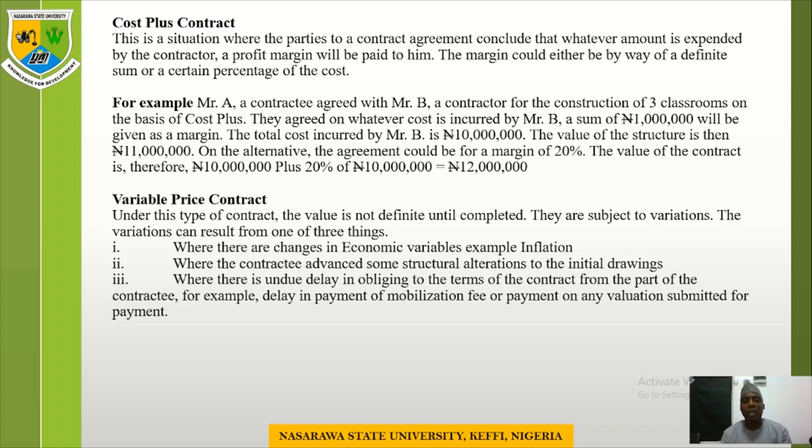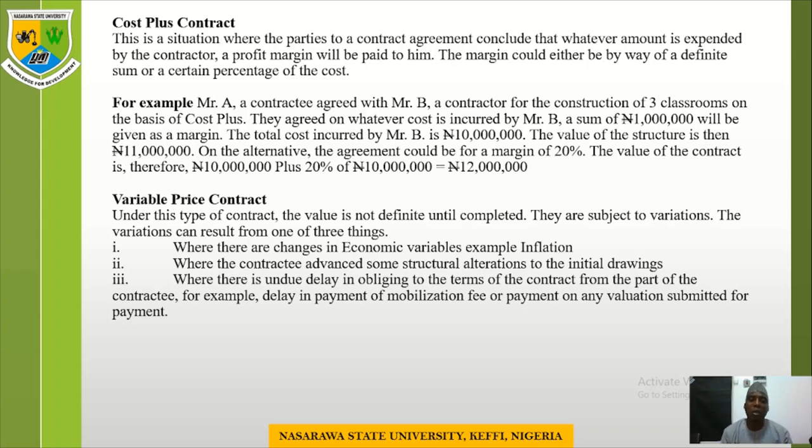What we're saying is that the variable kind of contract is the contract whereby the value is not definite until the job is completed. It is because in the cost of construction or in the cost of work, there could be some differences that emanate as a result. So the differences will be reconciled and factored into the cost of the contract before you are paid. So there are three conditions that warrant this.